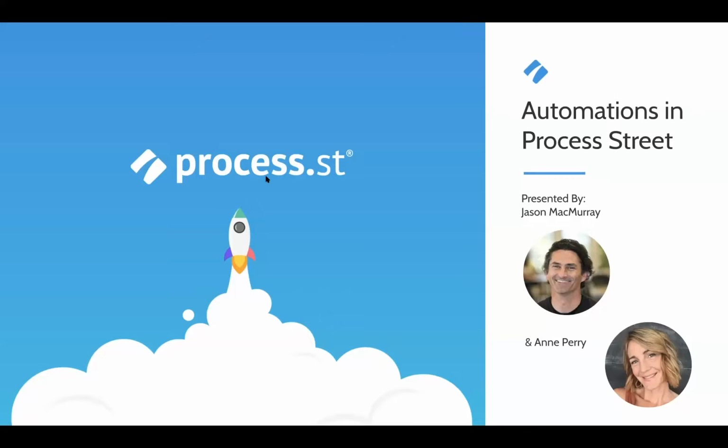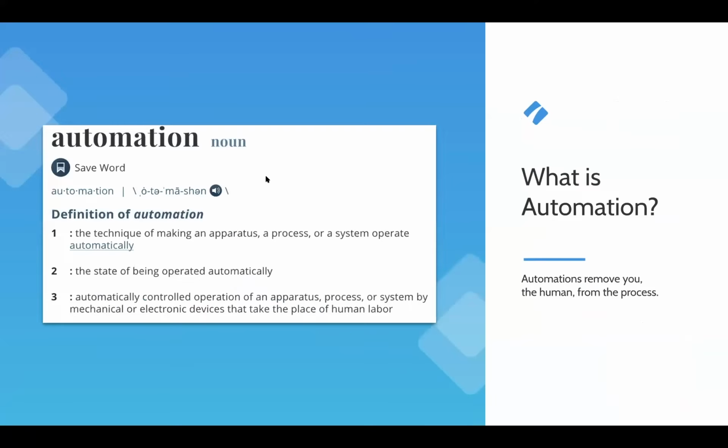Okay, so let's hop into what we're doing here. First of all, what is automation? The basic idea here is that automations allow you to remove the people from the process. The process will continue while people are not necessarily having to do something. So you build that automation so that when something occurs, another thing will happen.